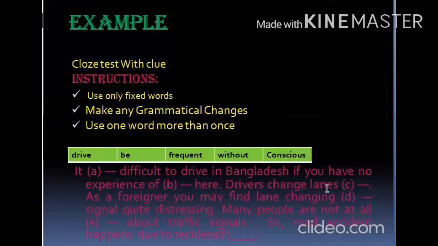Next, drivers change lanes blank. Drivers change lanes frequently. Here also, according to the demand of the sentence, I change frequent into frequently. As a foreigner, you may find lane changing without signal quite distressing. Then, many people are not at all conscious about traffic signals. So, road accident happens due to reckless driving.